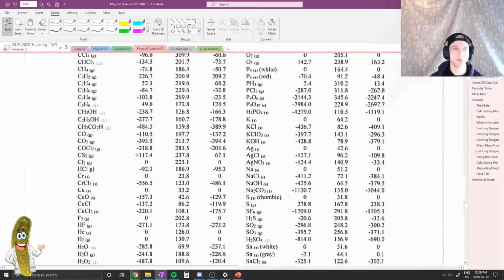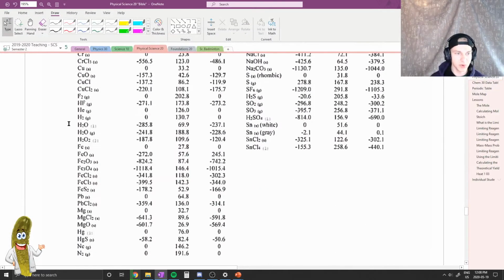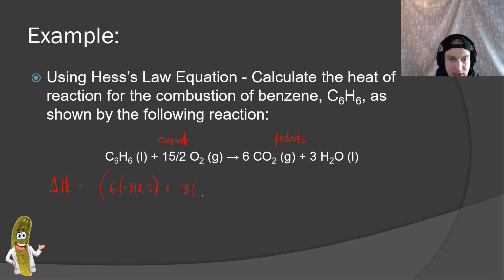So 3 times bracket, H2O in the liquid state is negative 285.8, negative 285.8 bracket. And then we can close that entire bracket off. So that's all of our products. And then we want to subtract the reactants.